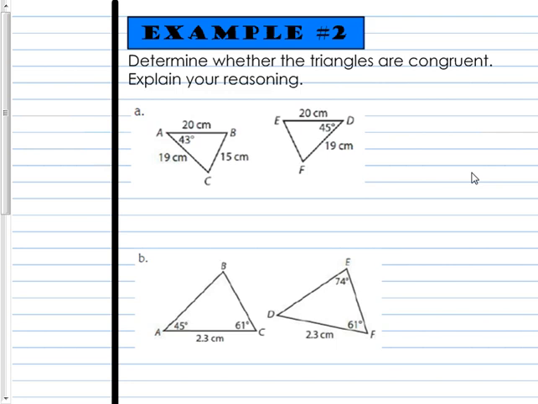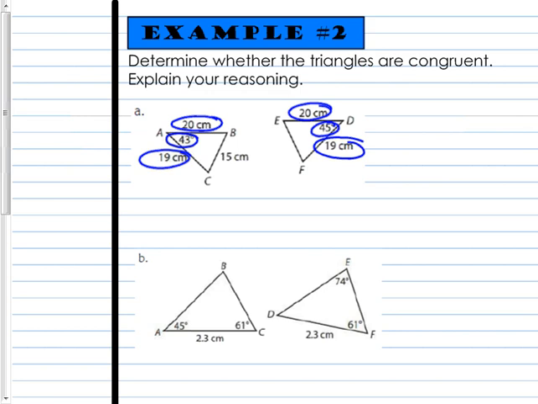Example 2, let's determine whether the triangles are congruent, and we need to explain our reasoning. So looking first at example A, I see that they both have a 20 centimeter length side and a 19 centimeter side. So 20 and 19. So it's looking promising. I see 2 sides. So now I need to check for the included angle. Well, the included angle is 43 degrees on the first triangle and 45 degrees on the second triangle. Are those congruent? Are those the same? No, they're not the same, so no, these are not congruent.